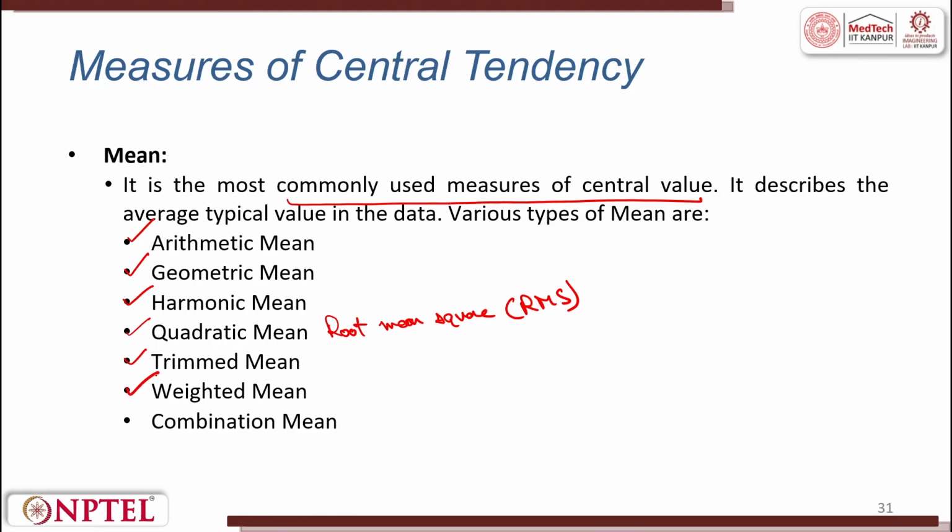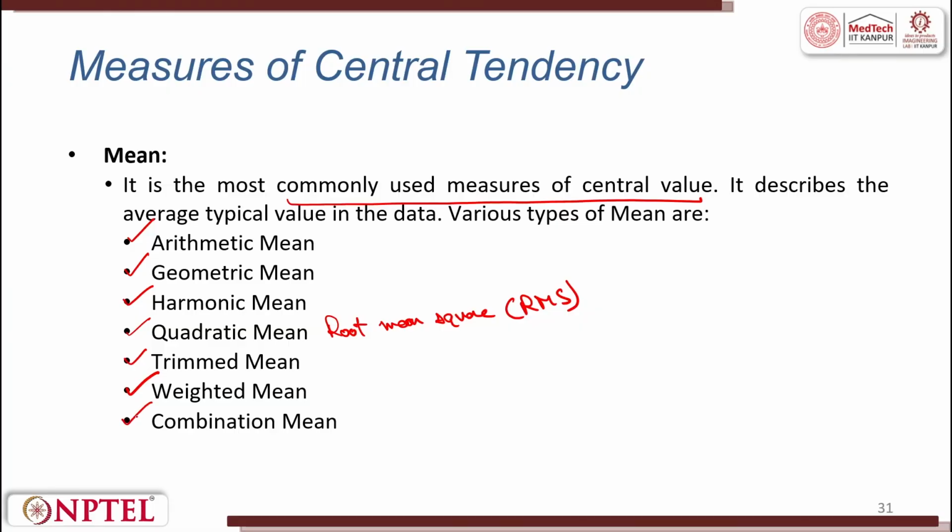Then comes weighted mean. Another way to deal with a data set that is not completely random is weighted mean. I give more weight to the nozzles manufactured in the morning and lesser weight to the nozzles manufactured in the evening, if the machine performance is going down from morning to evening. That is weighted mean.